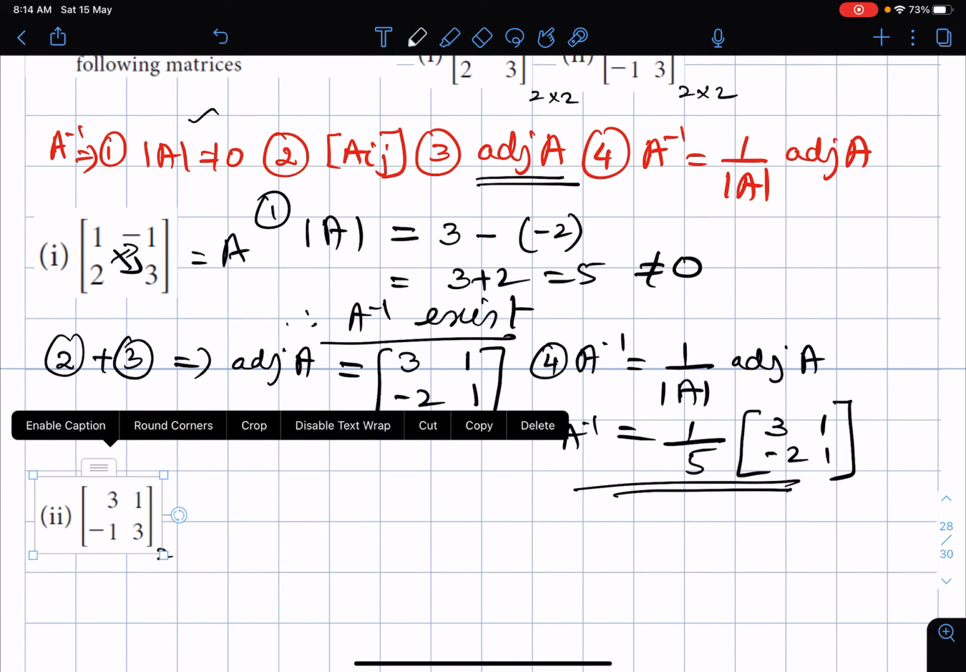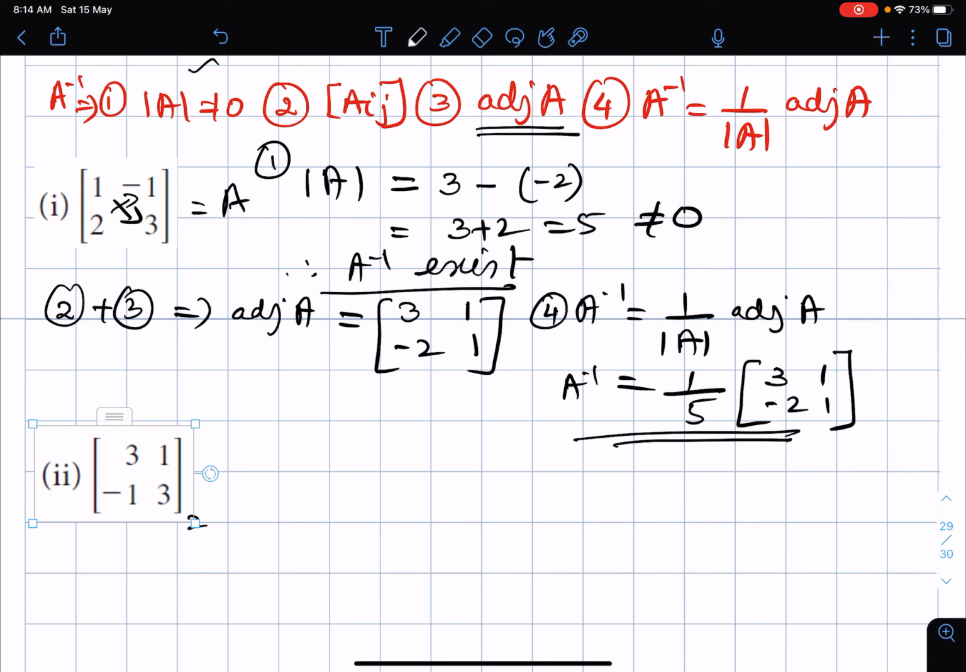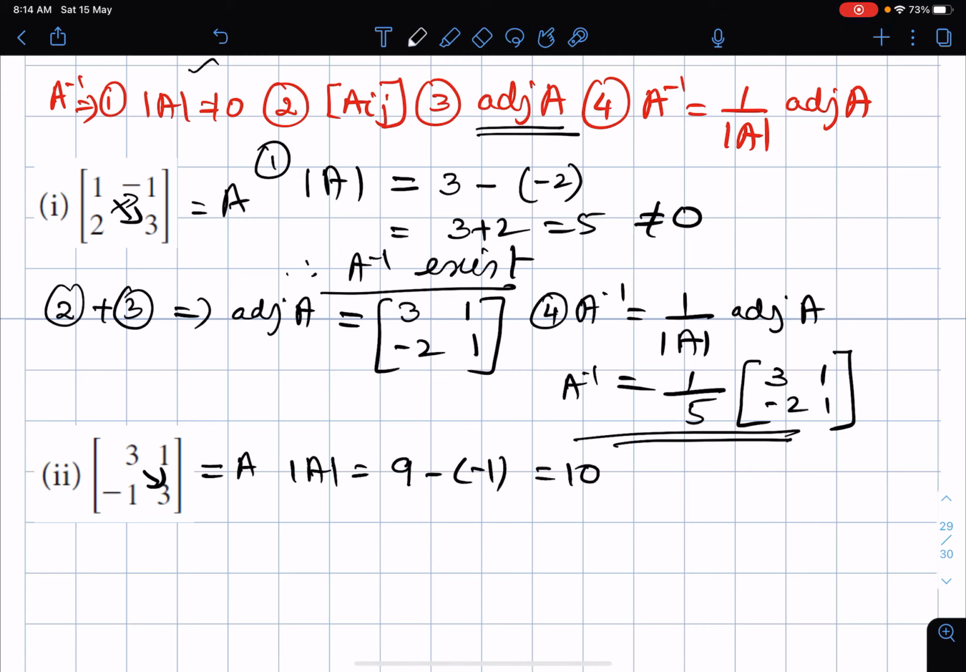Again you are going to follow the 4 steps. So first, this is going to be your A. So determinant A, again leading diagonal 3 into 3, 9 minus of minus 1, that is equal to 10, not equal to 0. Therefore A inverse exists.